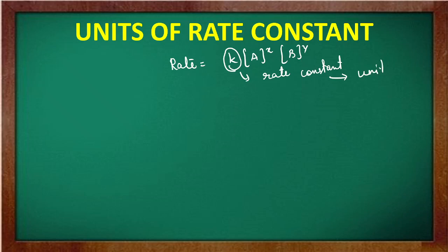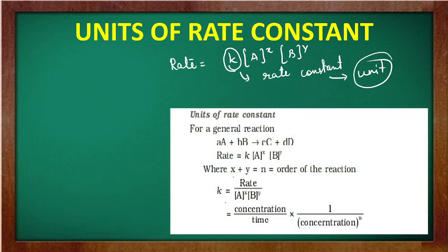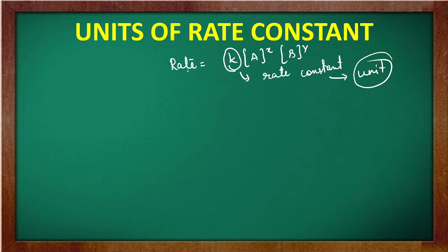Now how this unit comes for different reactions, how this unit comes for different orders of reaction, we will see that. देखो, unit of rate constant for a general reaction. Let's see one thing. मान लो ये rate is equal to k concentration of A to the power x, B to the power y है. Now if we are going to rearrange this one और यहाँ से अगर मैं k का वैल्यू निकाला, then what will be my k?